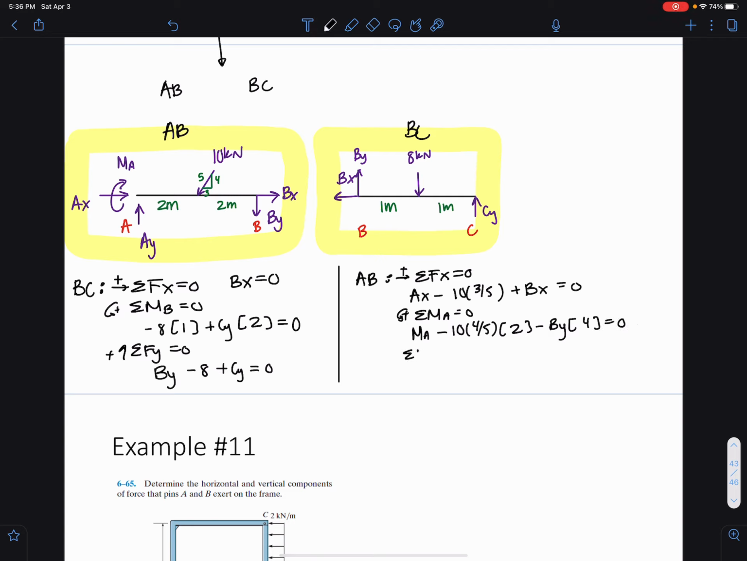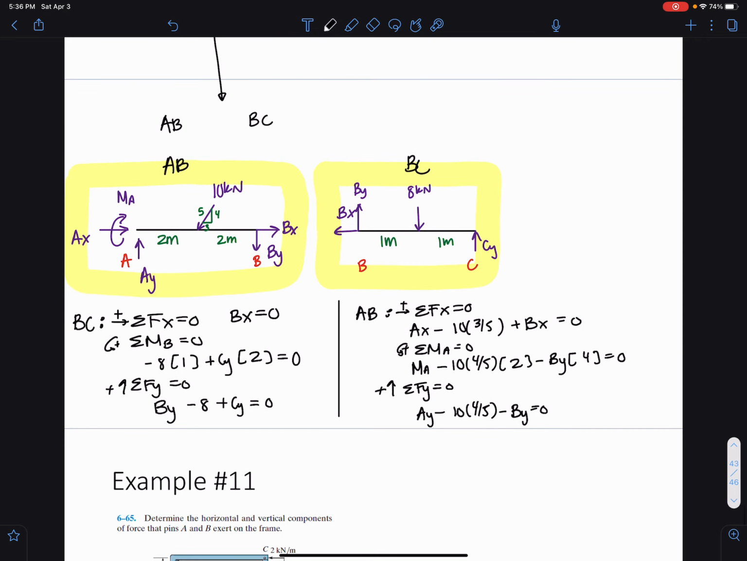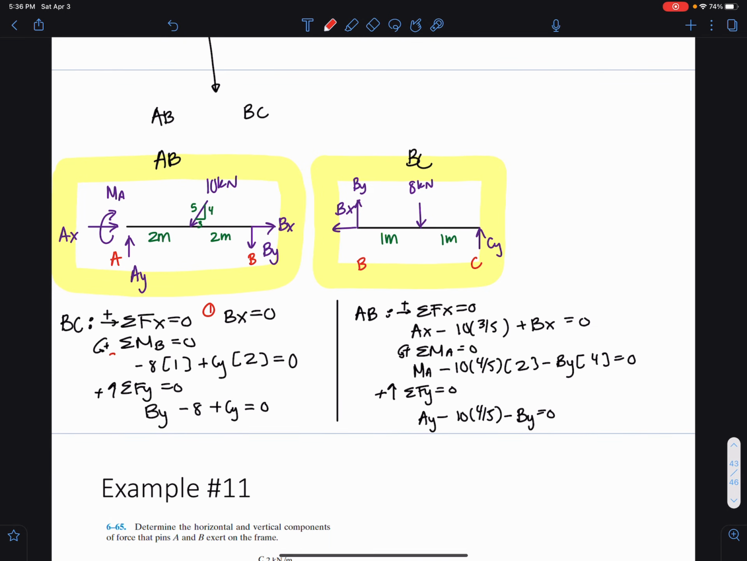And I can sum forces in the y direction, set all those equal to 0. And I would get AY minus 10 times 4/5 minus BY equals 0. And I basically have these 6 equations, right? Well, I already solved for one of them here. 2, 3, 4, 5, 6.